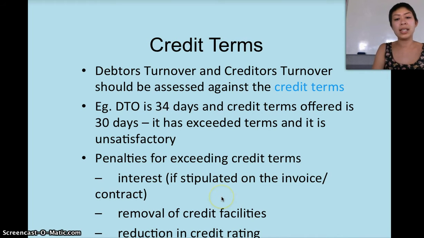Otherwise, if they are exceeding credit terms, you can threaten to remove credit facilities. We talked about this before. Or simply the customer will have a reduction in credit rating. So in the future, they will have trouble buying things on credit from other people.